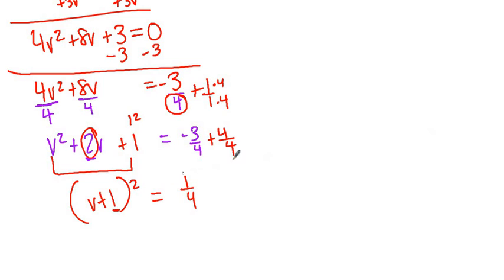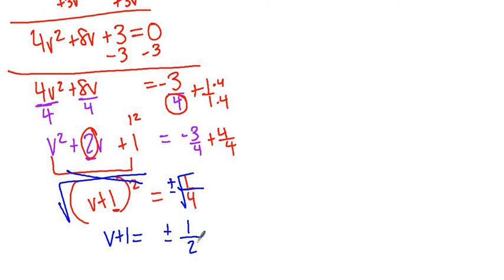Okay, how can we solve that? Well, we need to get rid of the squared term by doing the opposite, which is square rooting. And then we'll square root this side. Now, square rooting a fraction is the same thing as square rooting the top and the bottom. And then let's remember to put the plus or minus in front. So these will cancel. We're just left with v plus 1 equals plus or minus. Square root of 1 is 1, and the square root of 4 is 2. So 1/2 is the square root of 1/4.